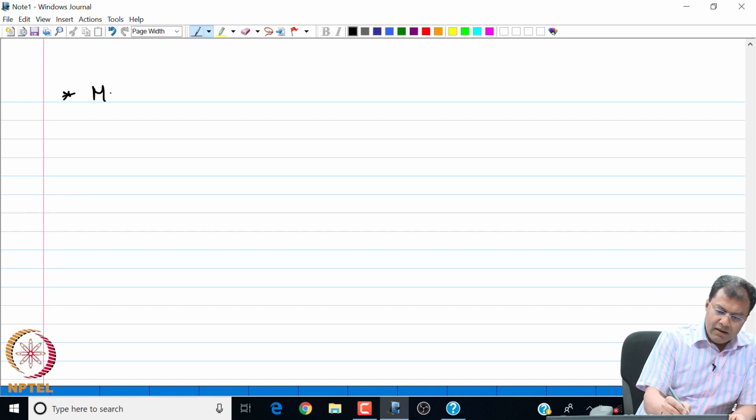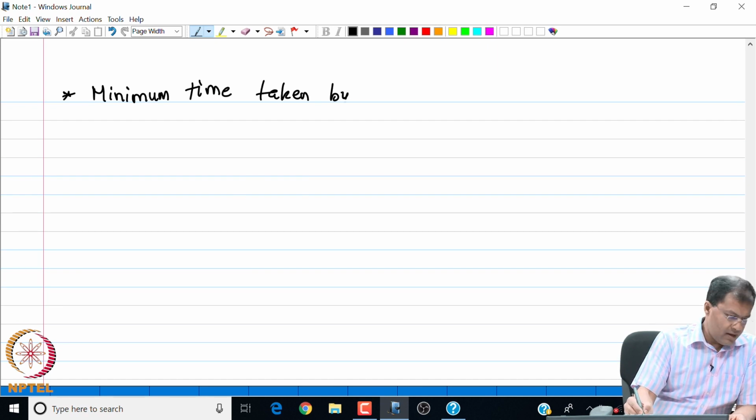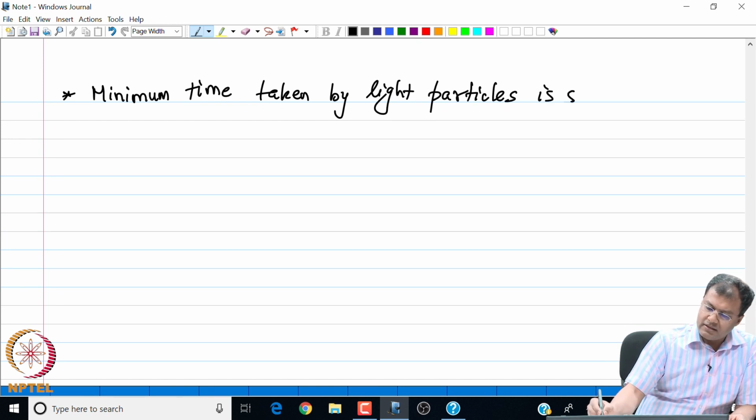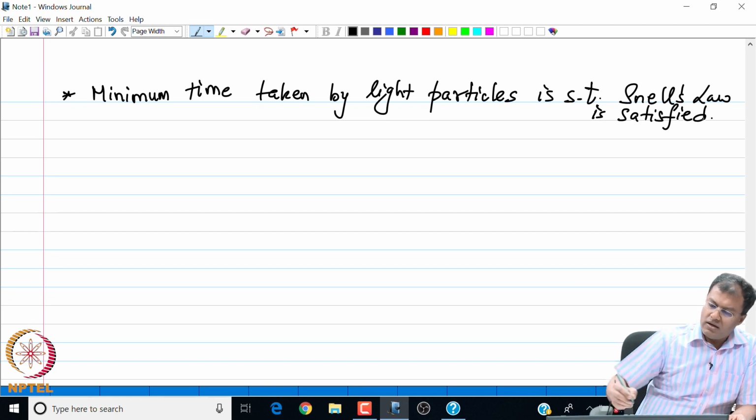The minimum time taken by light particles is such that Snell's law is satisfied. People with a basic science background in high school are all familiar with Snell's law, but they do not know how it relates to the time taken by the light particles. Today in this lecture we have shown exactly that.